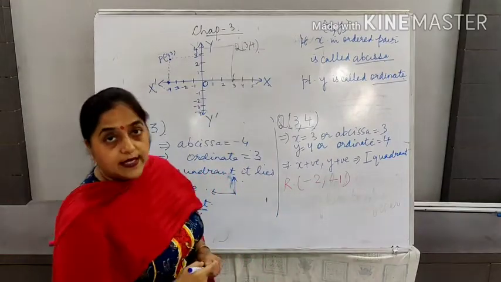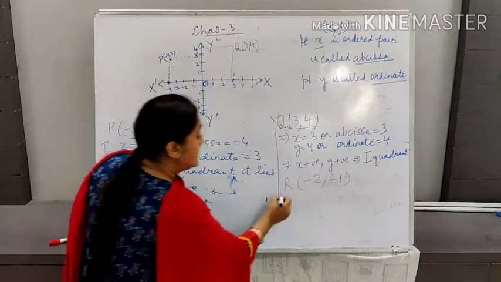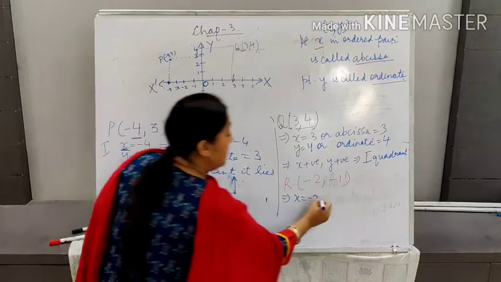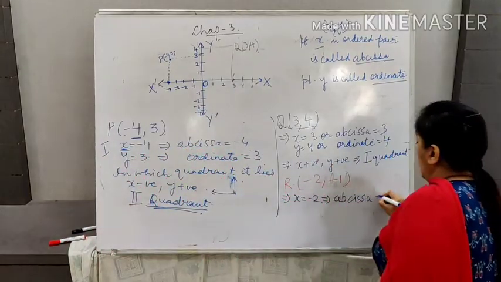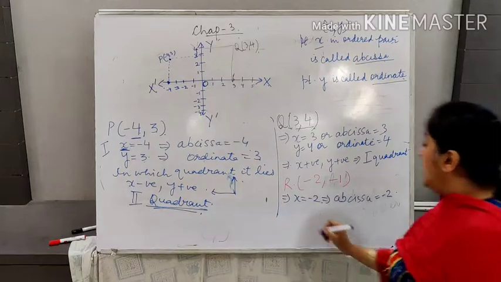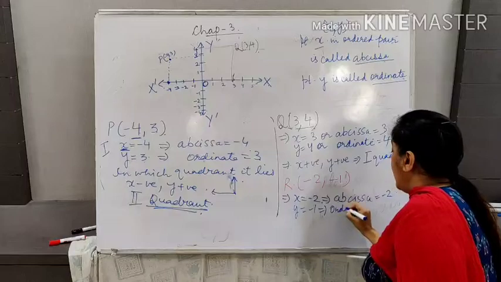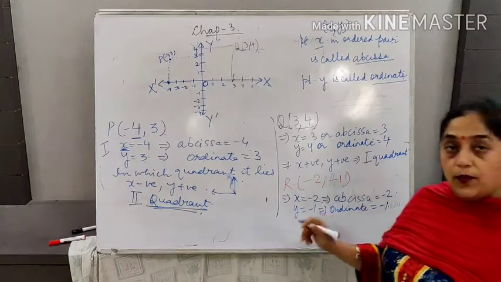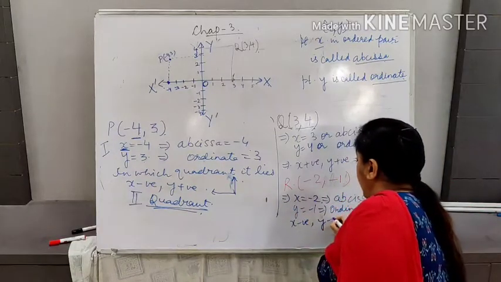First you have to analyze this point. R minus 2, minus 1. This implies x equal to minus 2, the abscissa. Abscissa equal to minus 2. Y equal to minus 1 means ordinate is equal to minus 1. Now in this case both are negative, x negative and y negative.